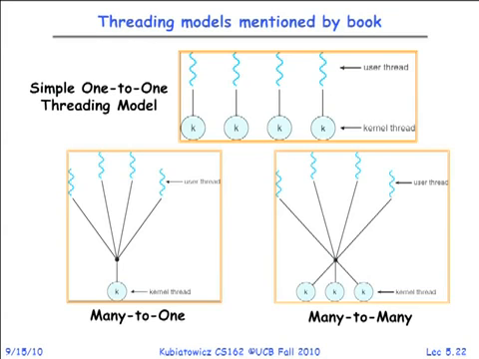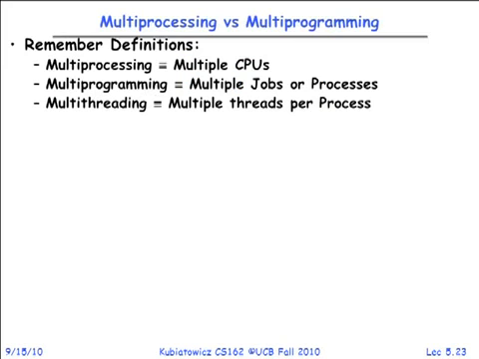So I'm going to finish up. We have a little time today, so I want to talk about some meta issues for the end of the lecture. Remember some definitions. Multiprocessing was multiple CPUs. Multi-programming was more than one job or task or process. Multi-threading was typically more than one thread per process.